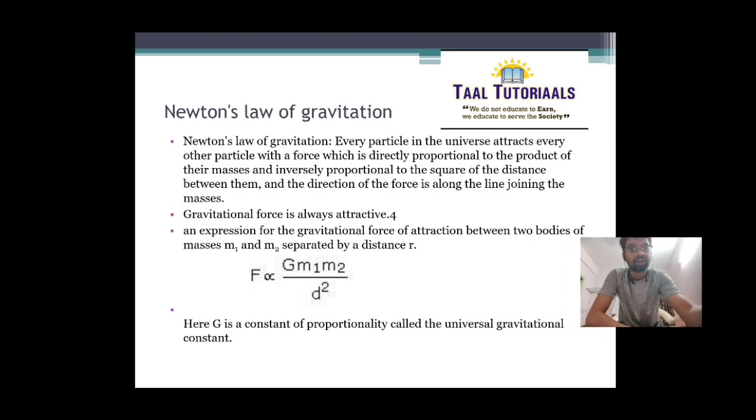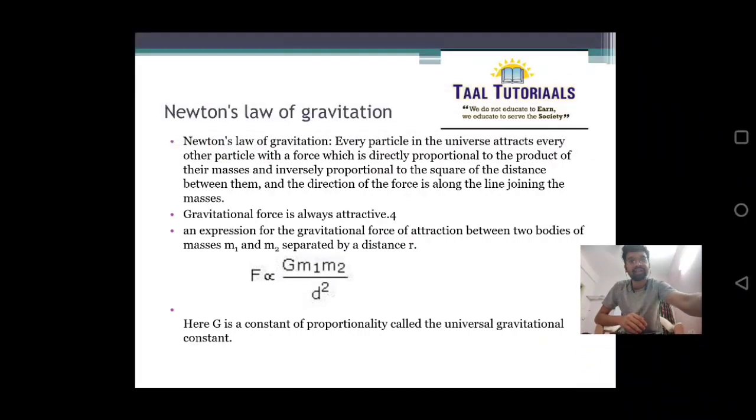Now, what is Newton's law of gravitation? Before going into that, each mass particle of the universe attracts every other mass particle. The force of attraction between two particles because of their masses is called the gravitational force of attraction. According to Newton, every particle in the universe attracts every other particle with a force which is directly proportional to the product of their masses and inversely proportional to the square of the distance between them. The direction of the force is along the line joining the masses. Another thing, the gravitational force is always attractive.